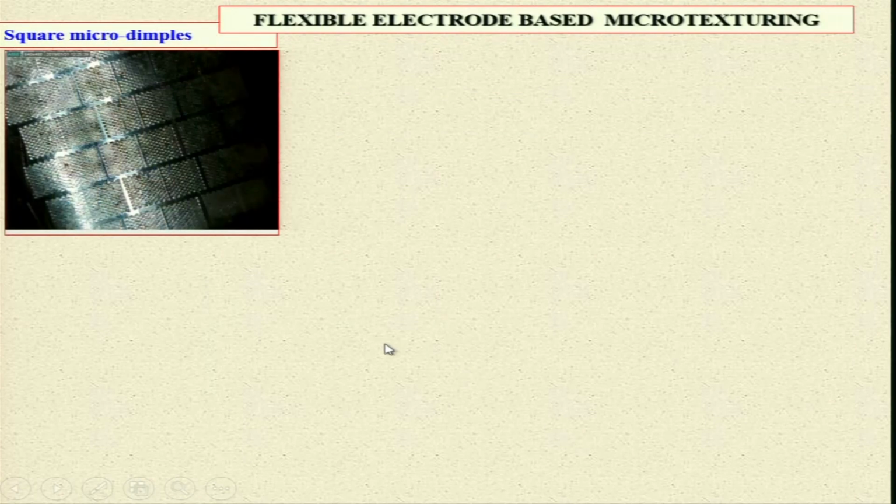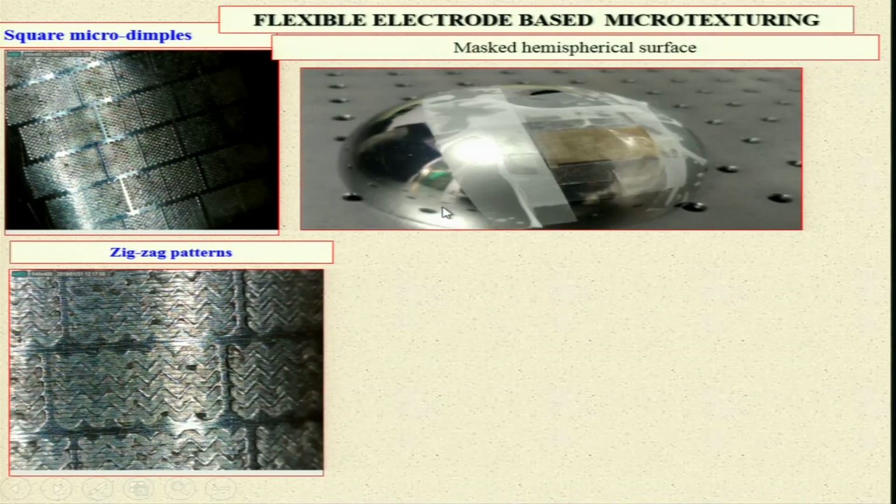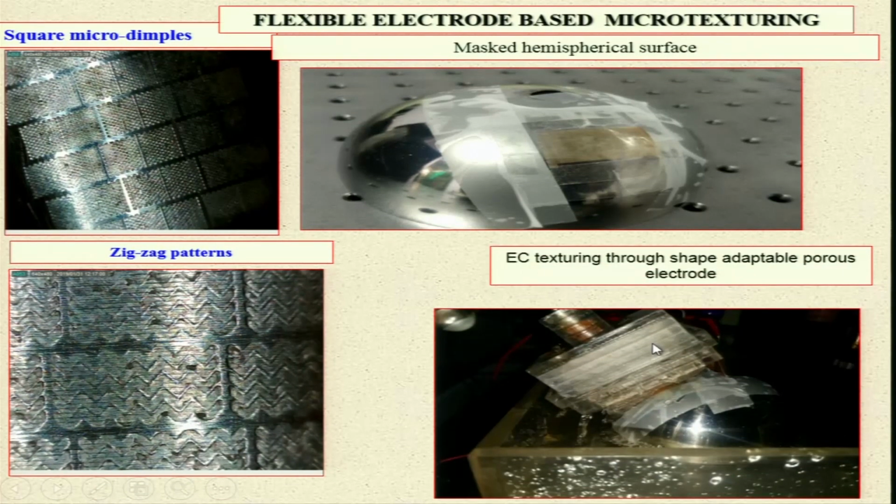Flexible electrode based microtexturing, this is the square one. Now the zigzag pattern is there, as you can see over here, these are the square ones. This is the masked hemispherical surface over there, and this is the flexible electrochemical texturing through a shape adaptable porous electrode, and it can adapt according to the shape of the workpiece.